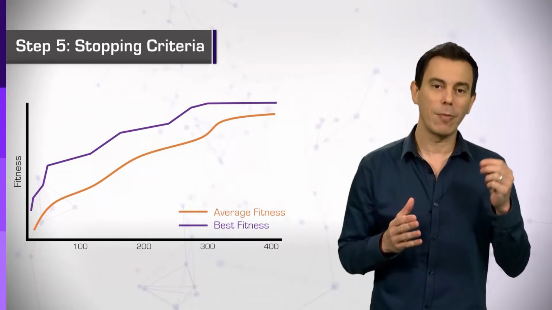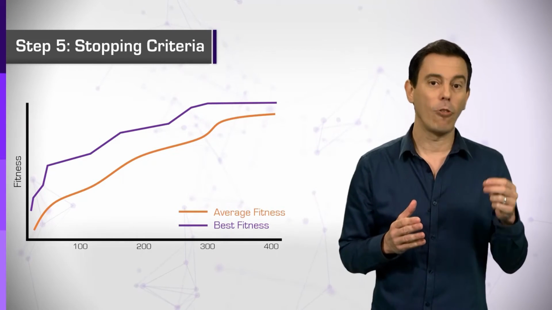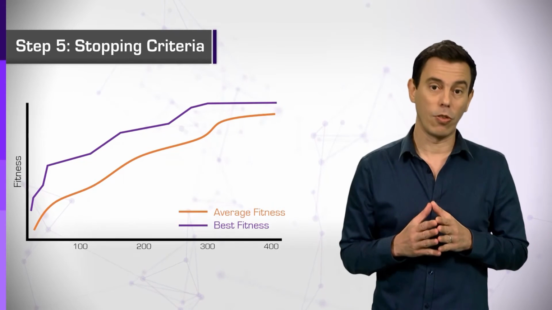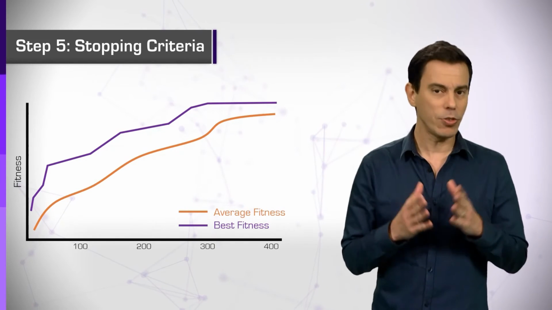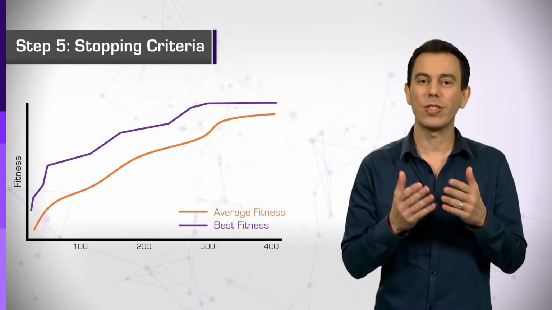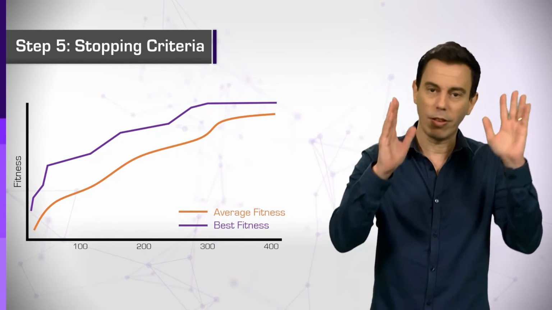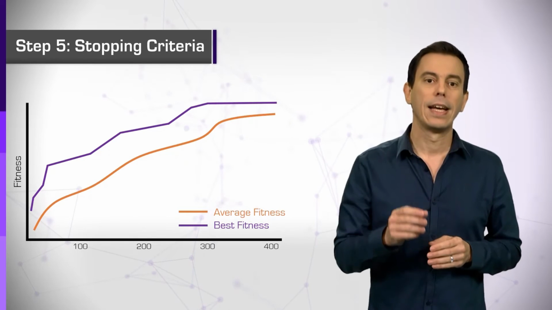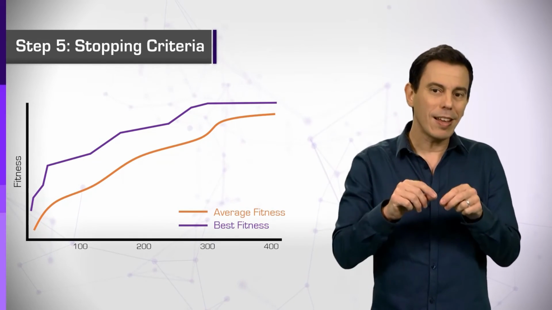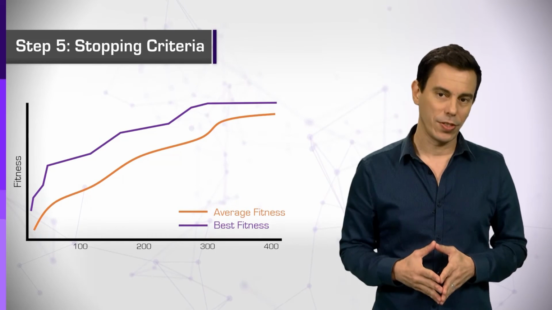This graph depicts the improvement over generations of the average fitness scores of the population and of the best fitness score in the population. As you can see, after around 300 generations, there is no substantial improvement for another 100 generations. It's a sort of convergence. When we spot something like that, we can stop the evolution process.